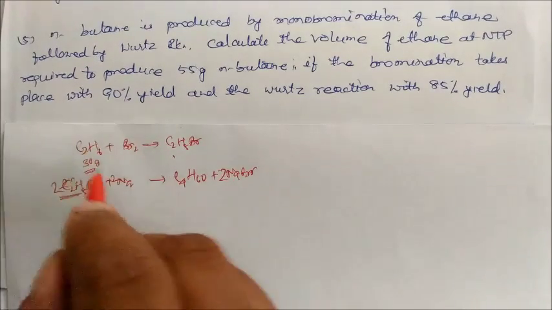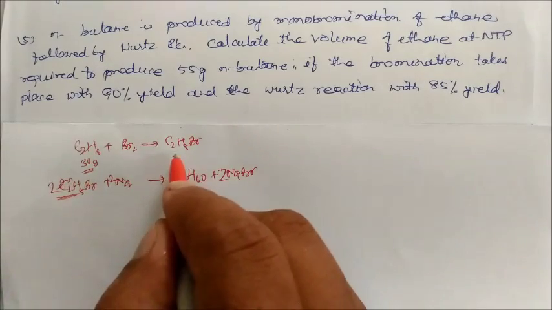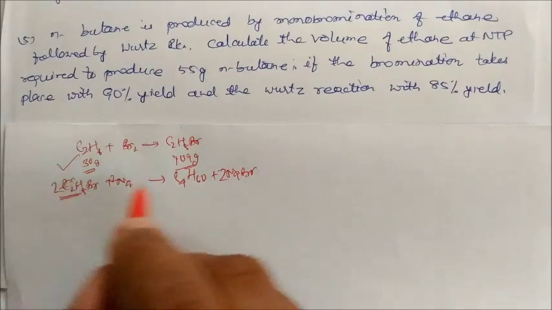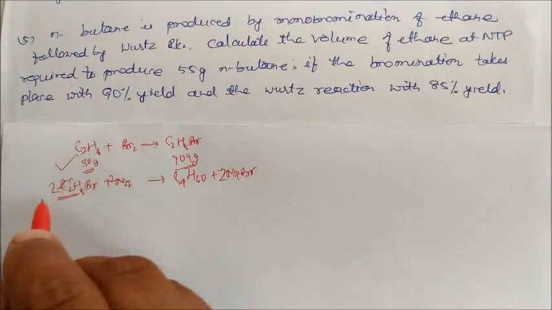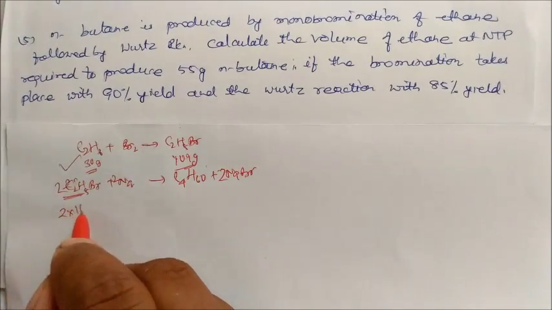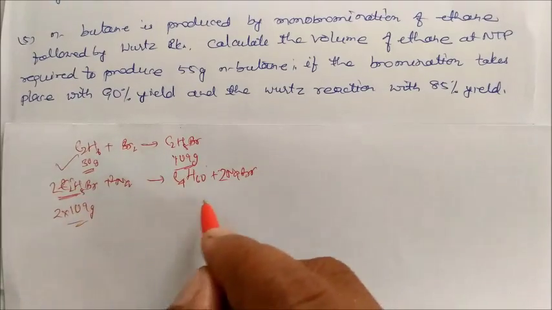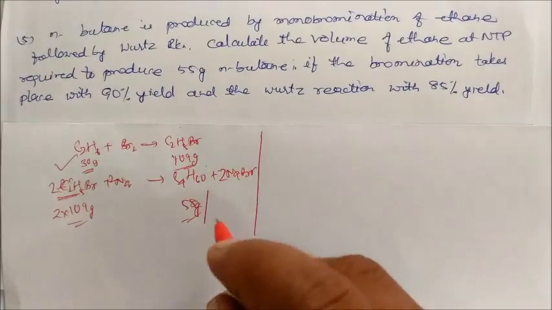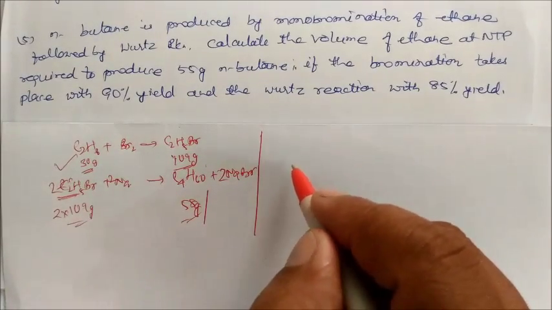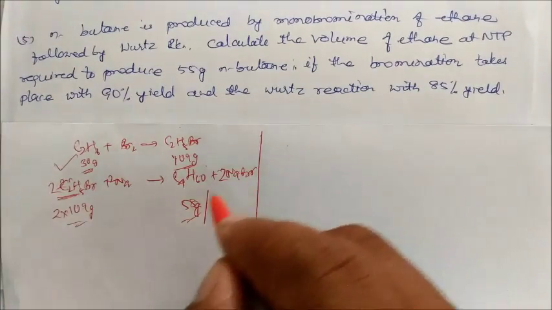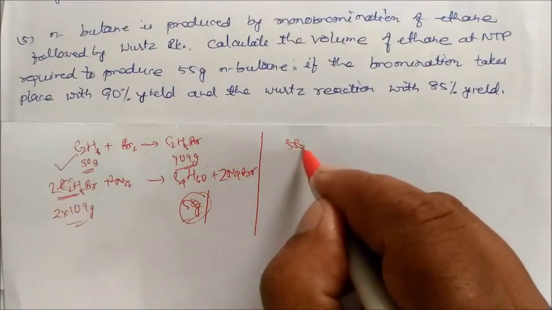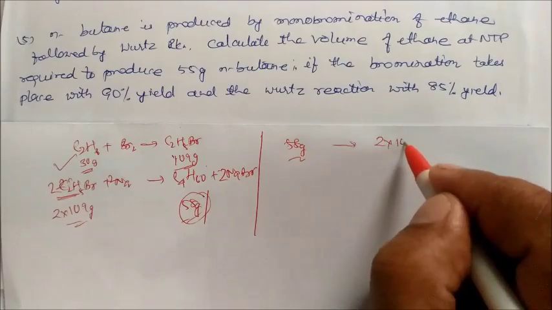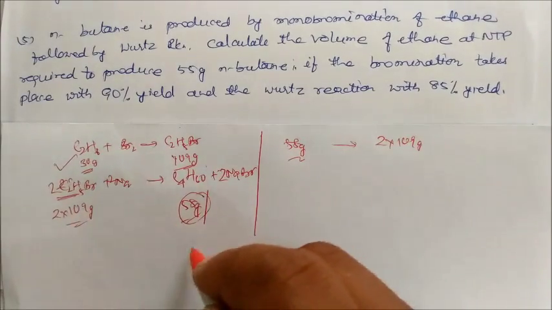If you calculate, how many gram of ethyl bromide is this giving? This is your 109 gram. So 30 gram is giving 109 gram, so this is nothing but 2 into 109 gram. So this will give you how much butane? 58 gram. Now we have data: for 58 gram of butane, it is giving 2 into 109 gram of ethyl bromide, because you have to go the reverse way.